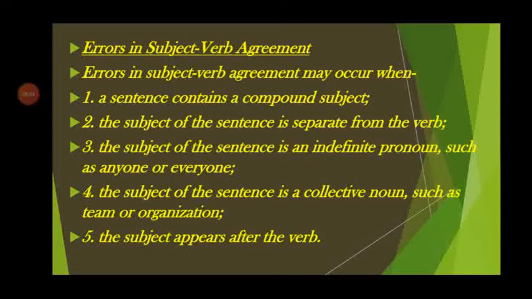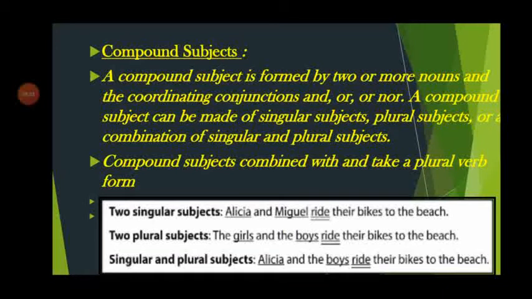These are the five areas where people usually make mistakes when they speak English, and they make mistakes in subject-verb agreement. The first case is with the compound subject.